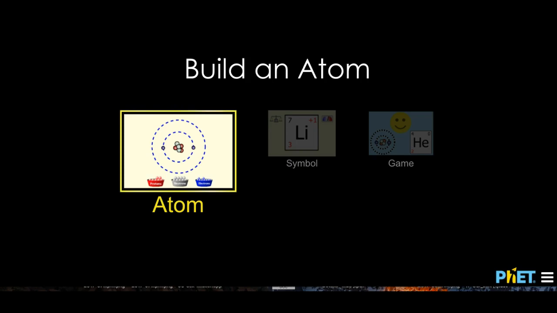So we're going to be using this to look at how we build an atom, how we put it together, and also using it to take that information from the periodic table of elements and use that information to figure out what the structure of an atom is. Then lastly, if you have time, you can play a game. So first of all, when you come to this page, I want you to click Atom and go into the Basic Atom Builder.